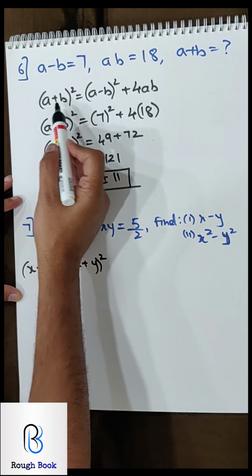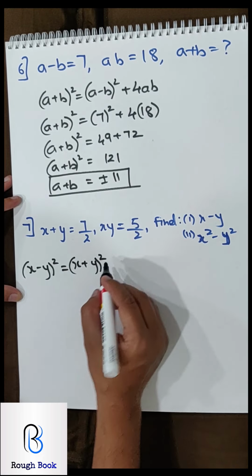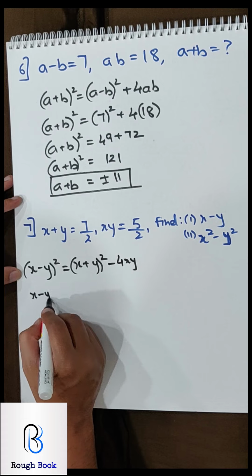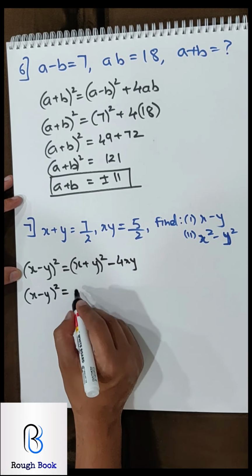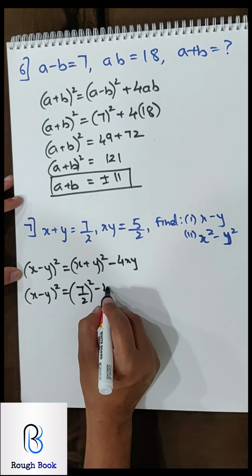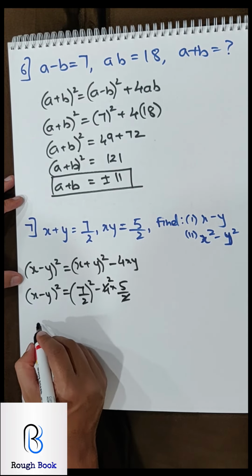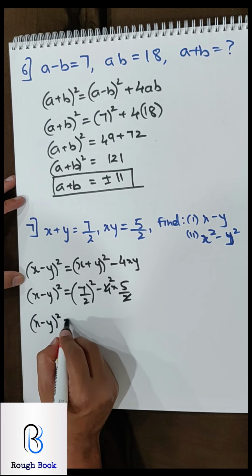See, here I wrote plus first, and here I am writing minus. So x minus y is my target. (x plus y) the whole square is (7 by 2) the whole square, minus 4 into xy, which is 5 by 2. Cancel this, so I will get (x minus y) the whole square.